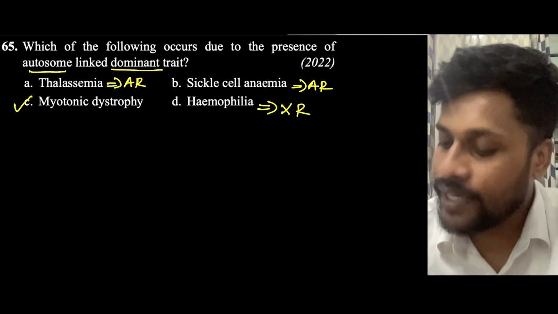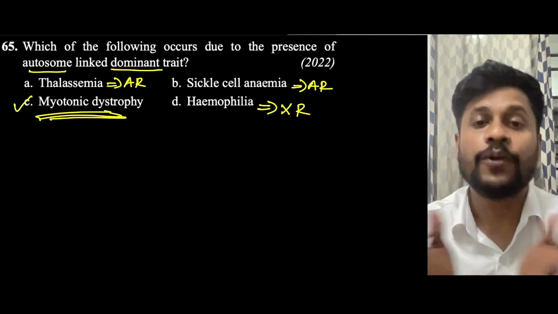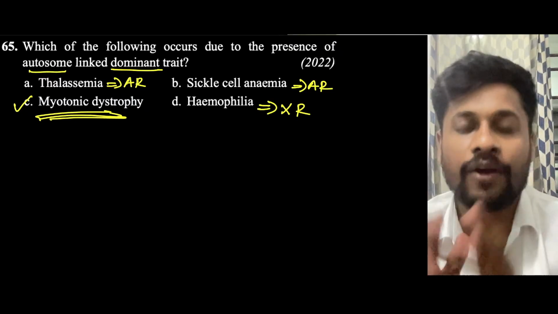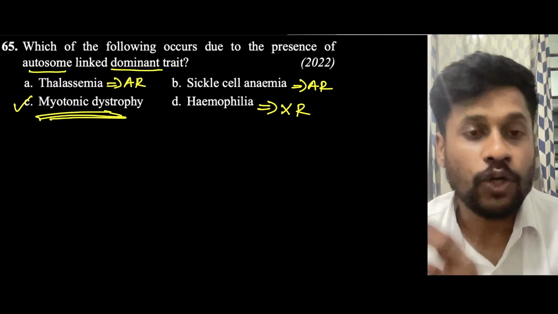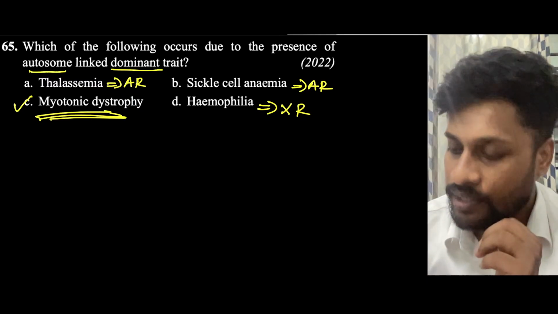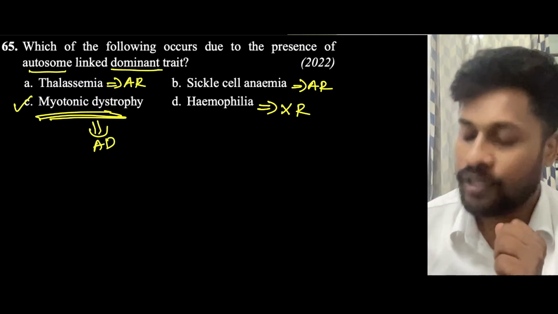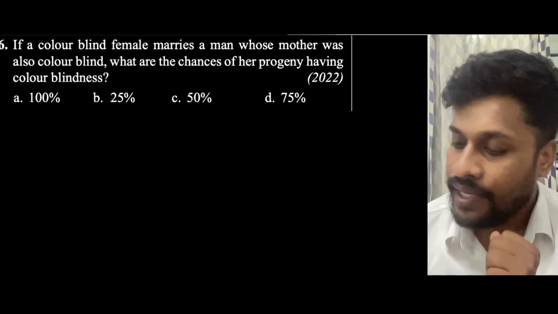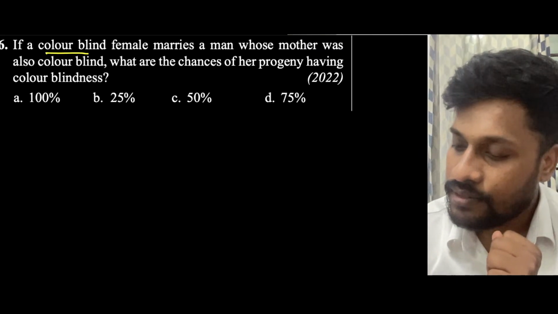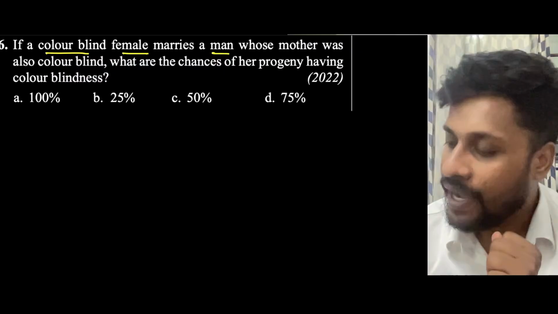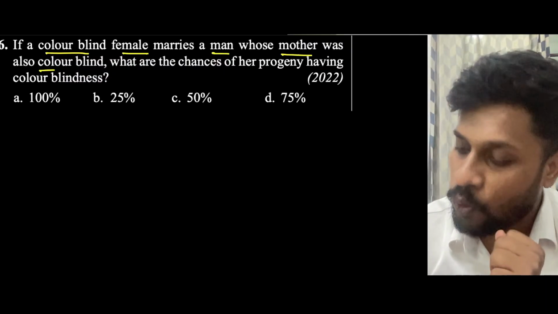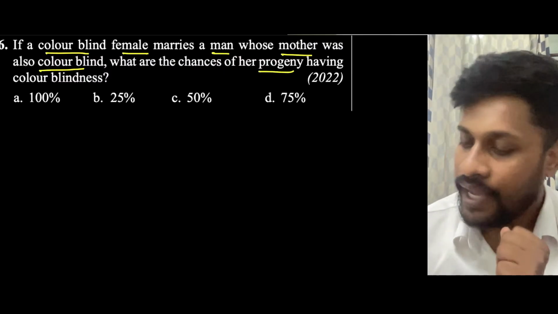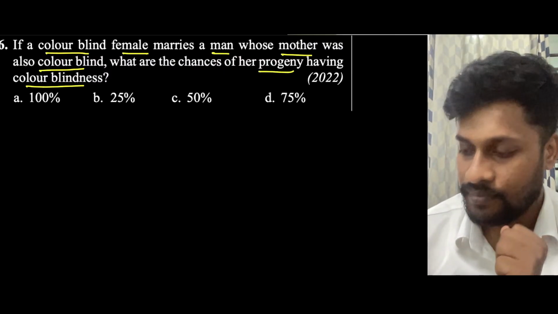Let's see. In case of myotonic dystrophy, you have a picture in your NCERT. There they have given myotonic dystrophy under a pedigree. Myotonic dystrophy is an autosomal dominant disorder. Okay, fine. Very good. Now, if a colorblind female marries a man whose mother was also colorblind, what are the chances of her progeny having color blindness?